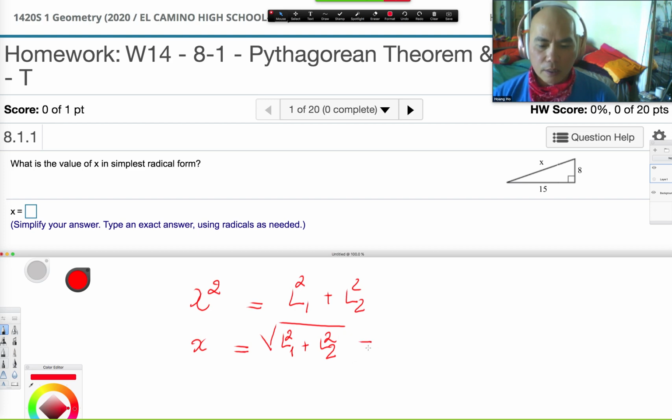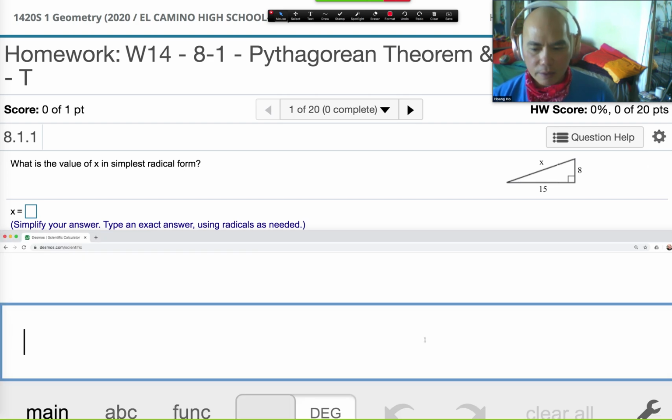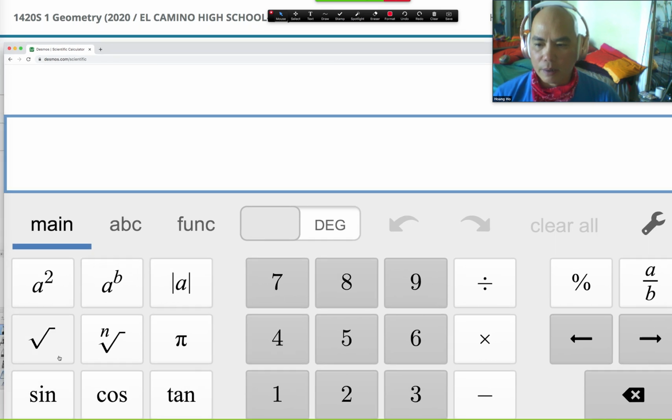So I just apply it right here. My two legs happen to be A and 15. Now I use my decimal calculator. Hypotenuse x equals square root. So look at the square root right here.